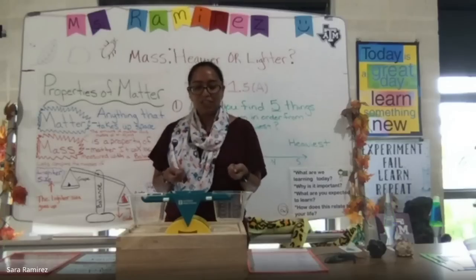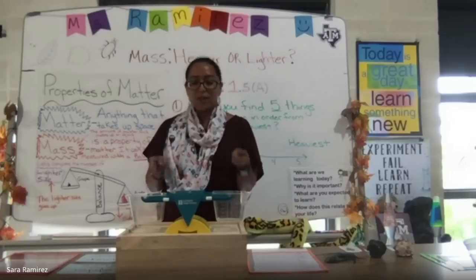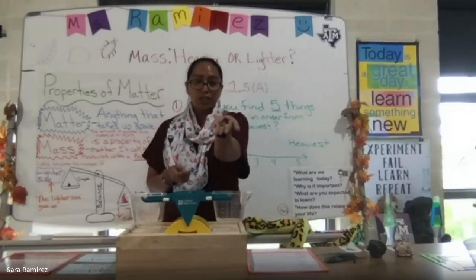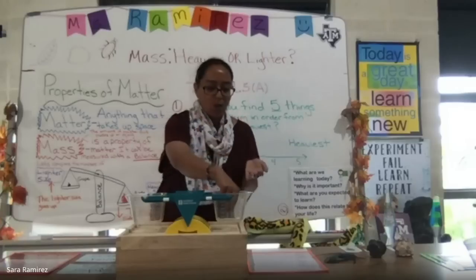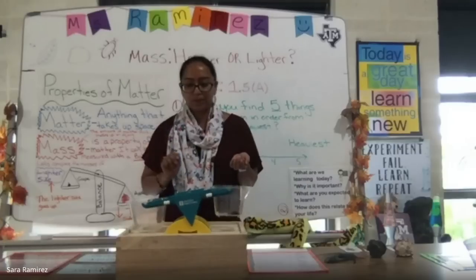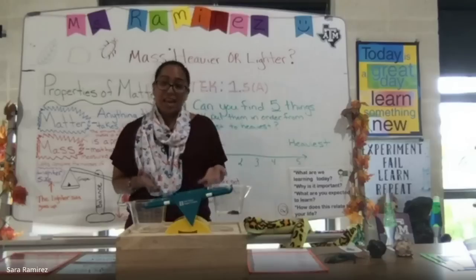So make a prediction as to which one you think might be heavier and why, and also make a prediction, what do you think is gonna happen with our balance? So I'm gonna gently place Oscar in one end, and I'm gonna place my limestone in the other. So what did you guys see? And which one do you think is heavier?